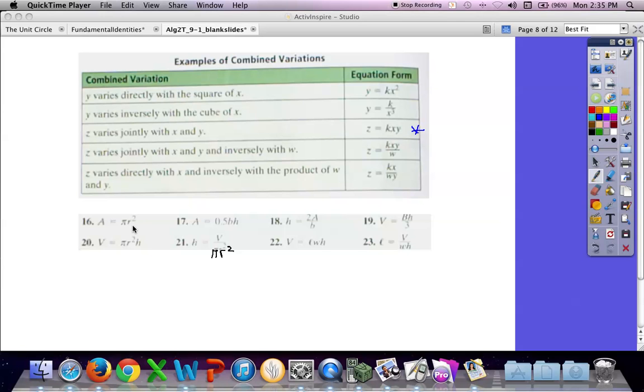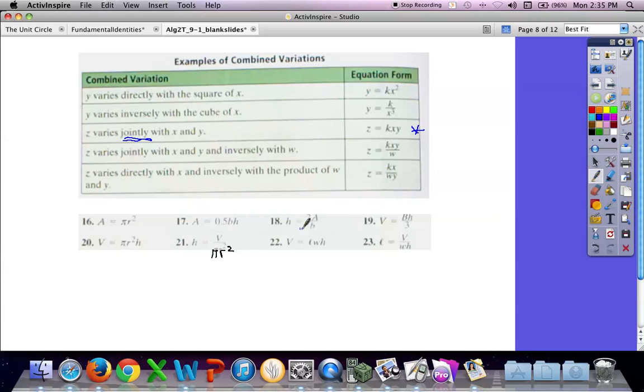Right. What's the constant over here? 0.5, right? How would you describe the variation between A and BH? Jointly, right? So you have to say A varies jointly with B and H. What formula is that? Area equals, it's a triangle, right? 1/2 BH, right? 1/2 the base times the height. That's a triangle. How about this one here?